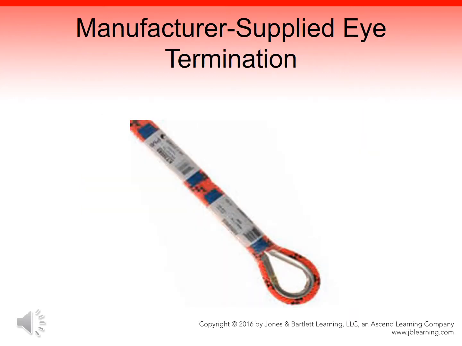Manufacturer supplied eye termination. It's a permanent loop in the end of a rope created by the rope manufacturer that makes for quick rigging or hooking to connections, such as the davits on some helicopters. NFPA 1983 now has performance test standards for manufacturer supplied eye termination. They must be at least 85% of the minimum breaking strength.